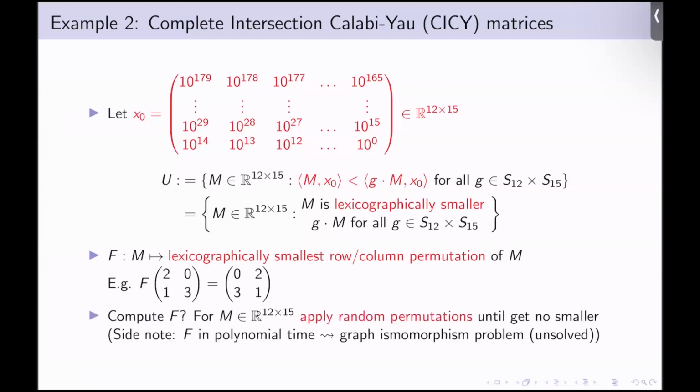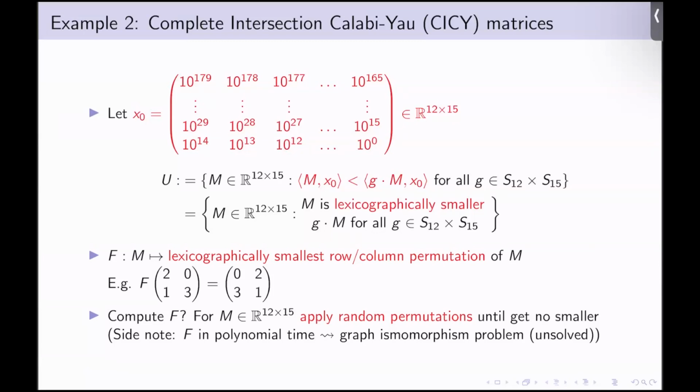Now, I said this lexicographic approach is much better than doing the inner products, which is true, but it's still not trivial to compute this function F. So the way we do it is, if you're given some matrix M, we apply randomly chosen permutations until the matrix M doesn't get smaller anymore.